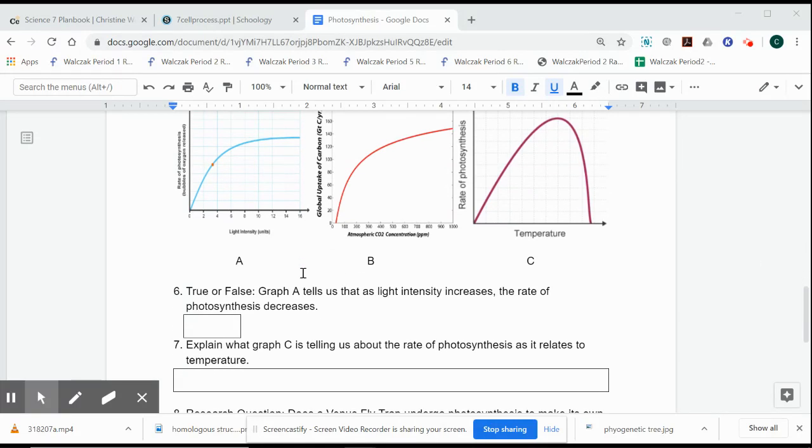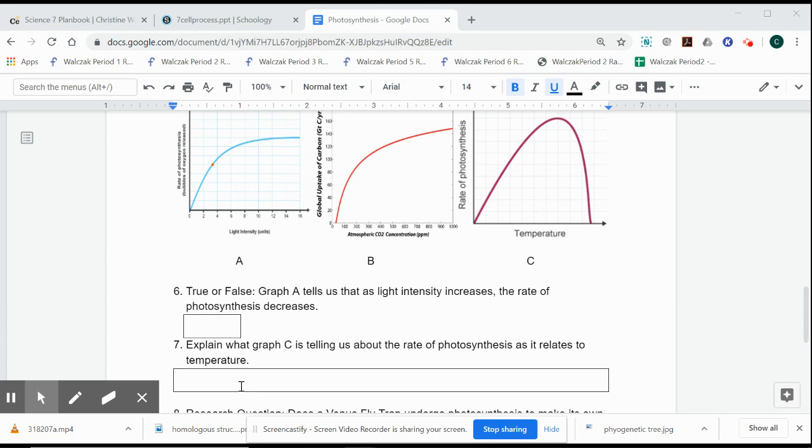In terms of these pictures, it says graph A tells us that as light intensity increases, the rate of photosynthesis decreases. That is not true. That is not what that graph tells us at all. If you look at the graph, it tells us mostly that as light increases, photosynthesis increases as well. And then towards the end, it seems like it's about to flatten out pretty good there. But it definitely doesn't tell us that it decreases.